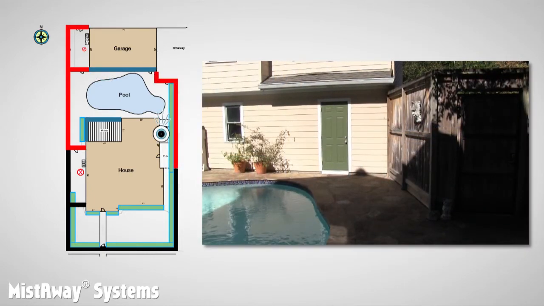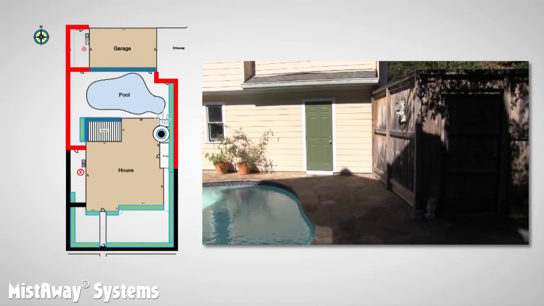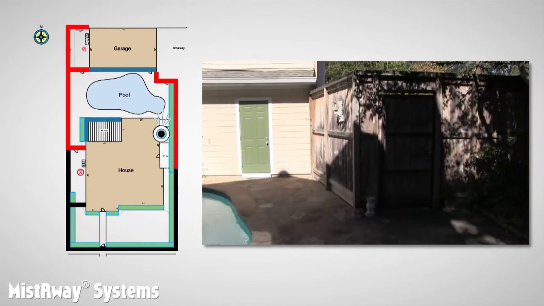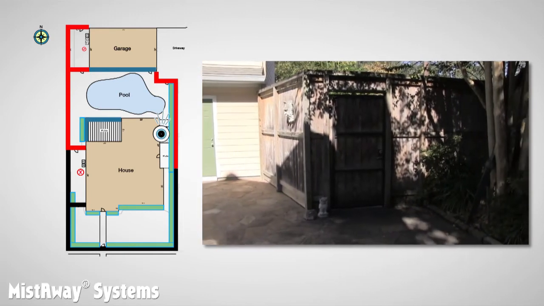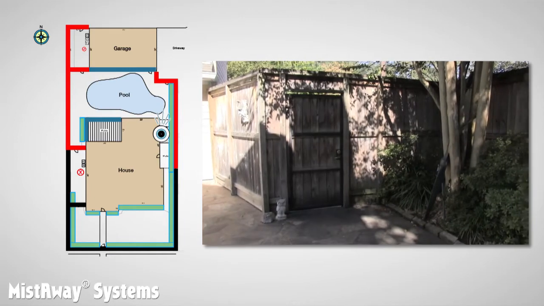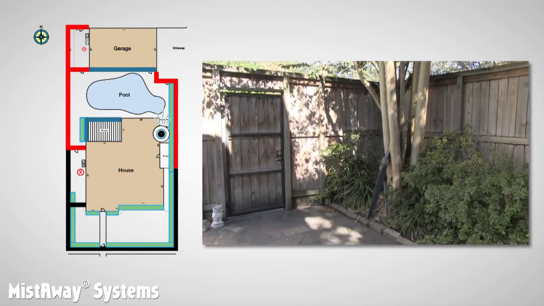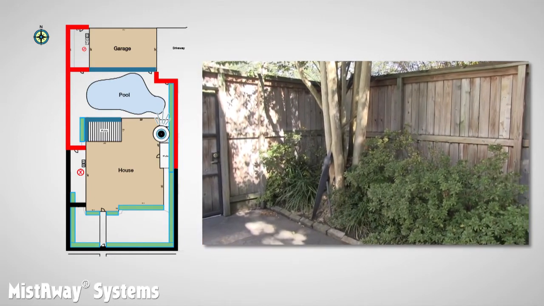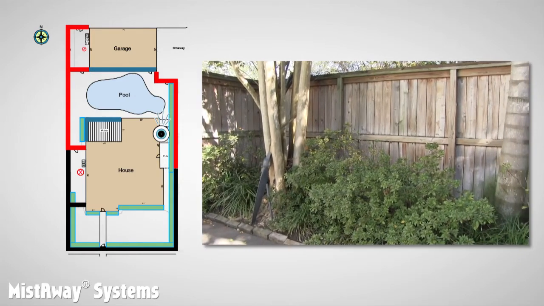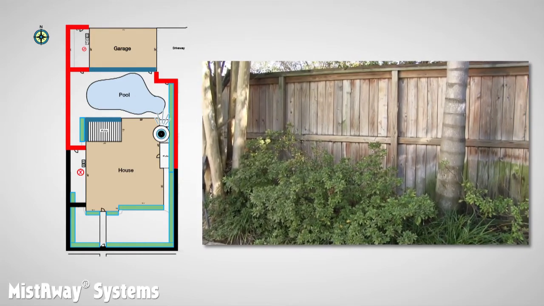Here we are standing at the southeast corner of the pool, looking north. Note the 8-foot privacy fence that runs from the garage south. There is a landscaping bed on the inside of the fence. We should be able to easily extend the nozzle run from the eave on the south side of the garage apartment to the fence and along it.